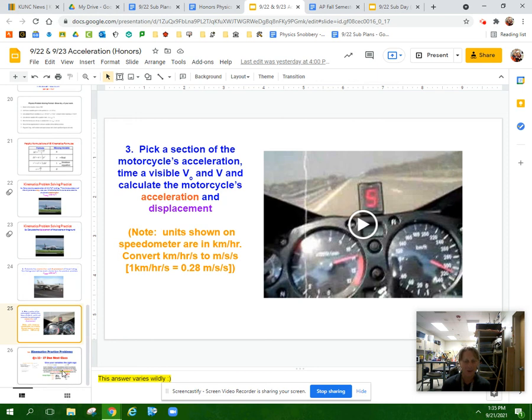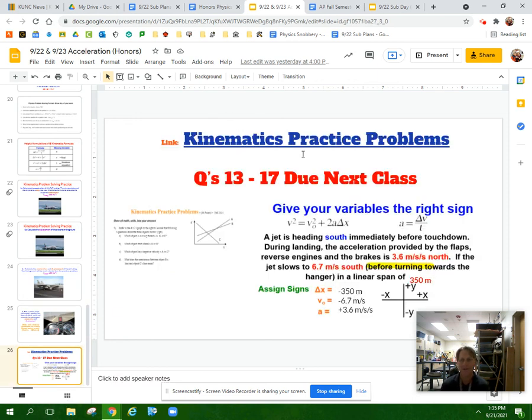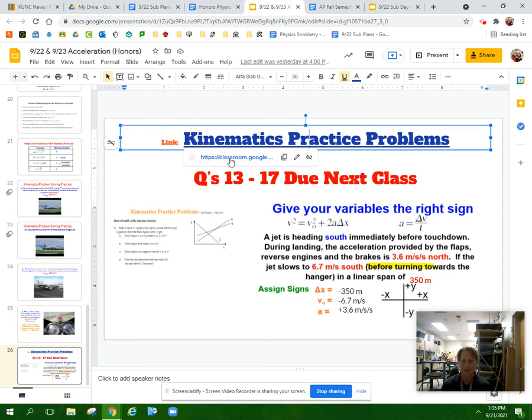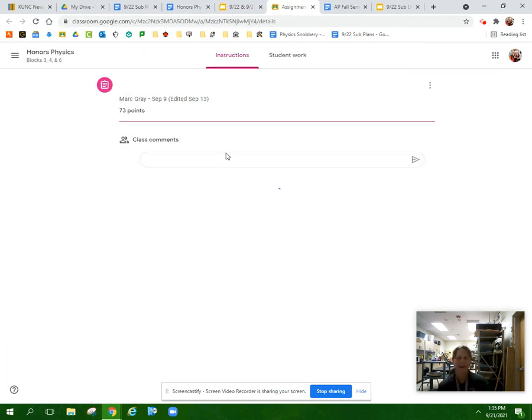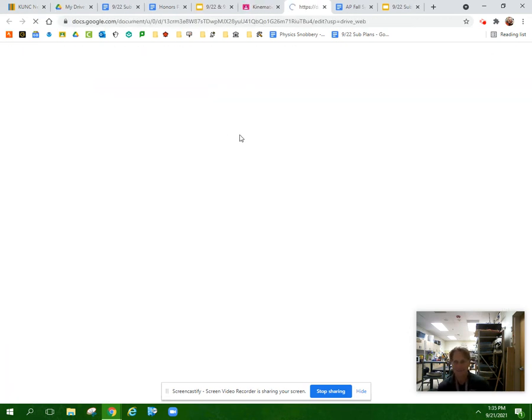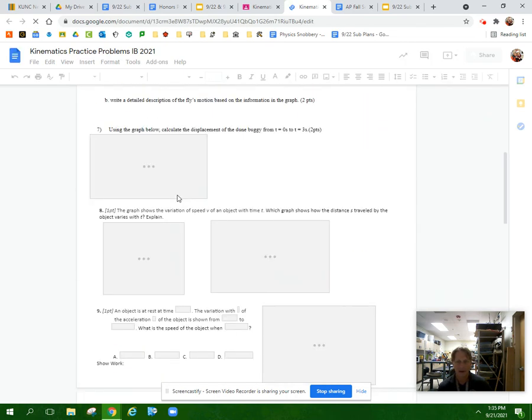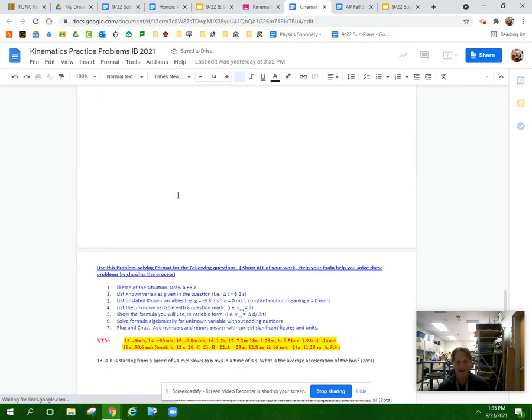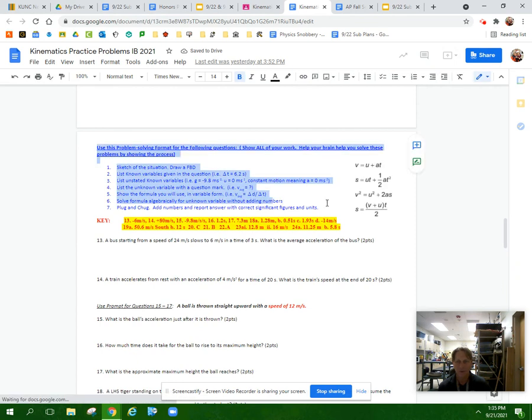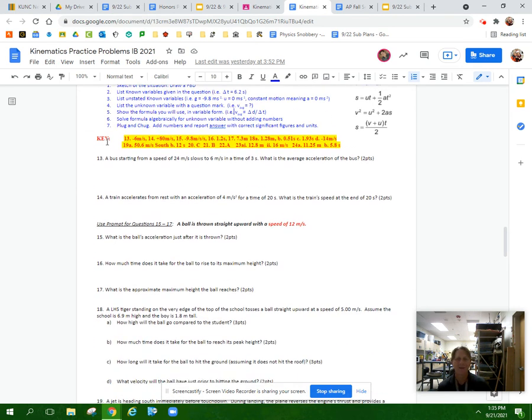So now once you've practiced those calculations, you're then going to go into the kinematics practice problems. And with your partners, you're going to do 13 through 17. And as you take a look at these, let me get down here for you. You have your problem solving format right here. You've got to use that when you're solving these problems. You've got your formulas right here. And you've got your key to the answers, okay? So for 13, 14, 15, 16, 17, I want you to talk with your partners and work through this and get those done, and we'll check them next class.